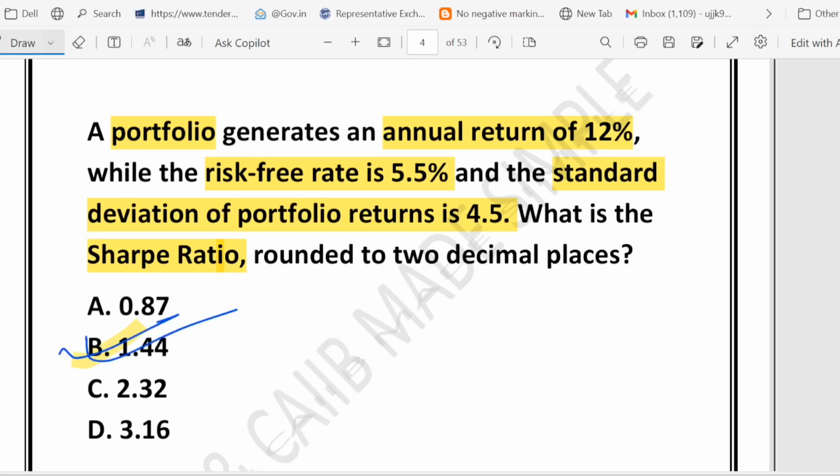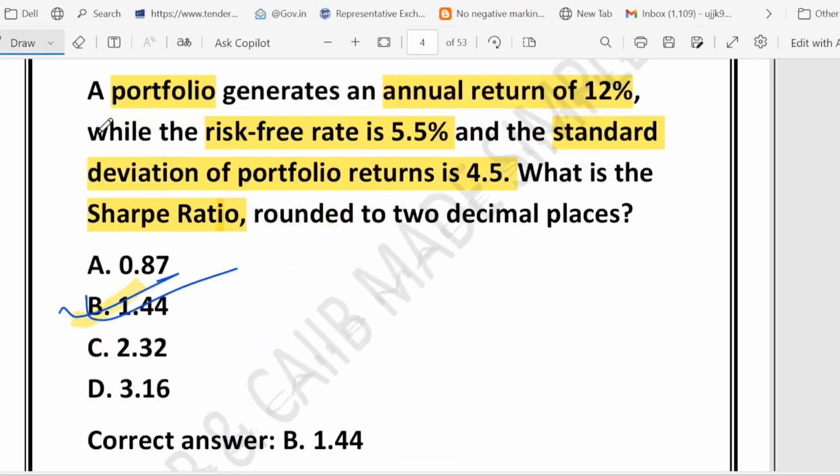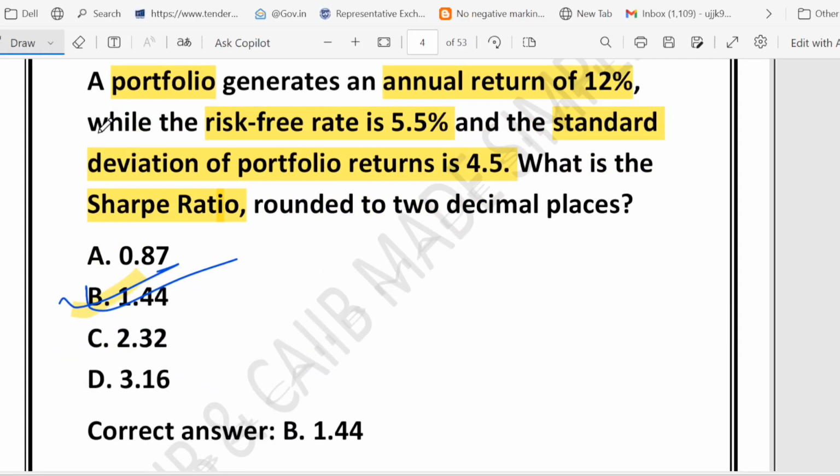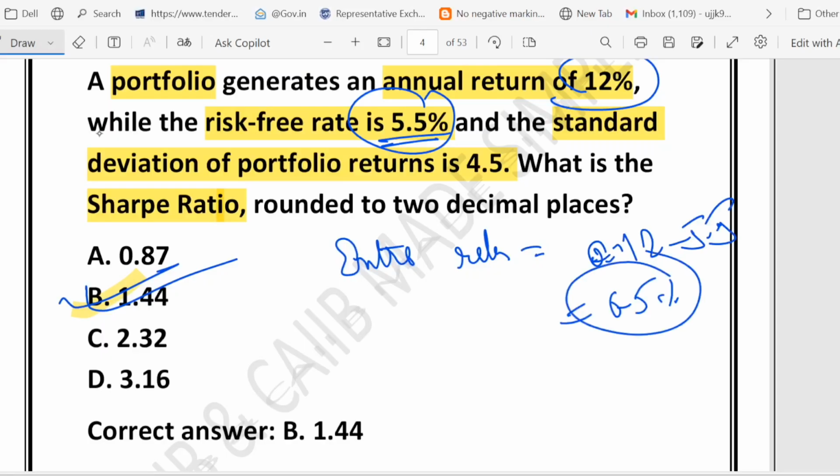So friends, let me explain a way to think about it. Suppose that you invest in a portfolio. It gives you an extra 6.5% return. The risk-free rate is 5.5. What is the meaning of risk-free rate? Suppose you invest in a government bond, the safest bond, where there is no risk. So the government bond yield will be 5.5, and you are investing in a portfolio where the return is 12%. How much extra return are they generating? Obviously, 12 minus 5.5, which is equal to 6.5%. The 6.5% extra return they are generating is above the safe option.